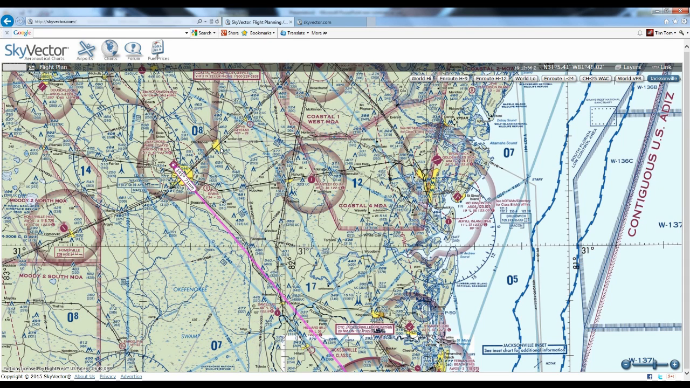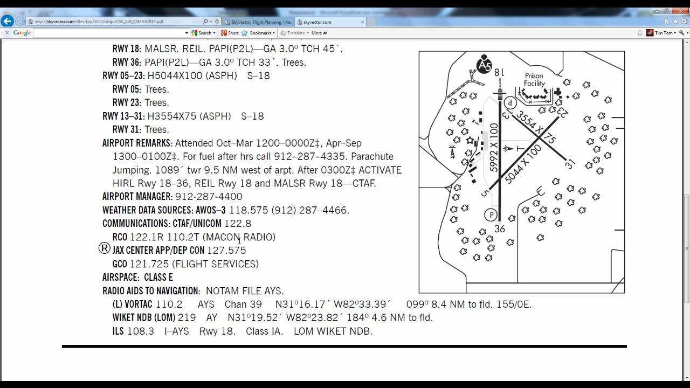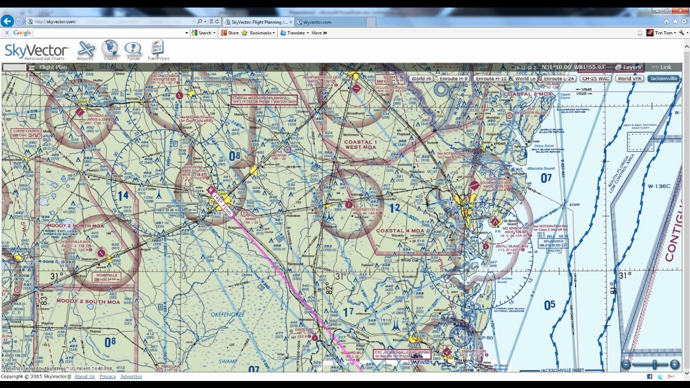Unicom is more for talking to services like FBOs at the airport. So if there is an FBO here at Waycross, if I wanted to talk to them, I'd tune the Unicom frequency, which just so happens to be the same as the CTAF frequency here. And often enough, that's the case. But it's not always. Sometimes it will be different.